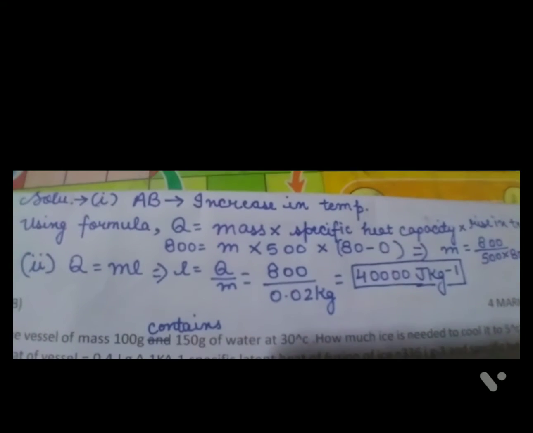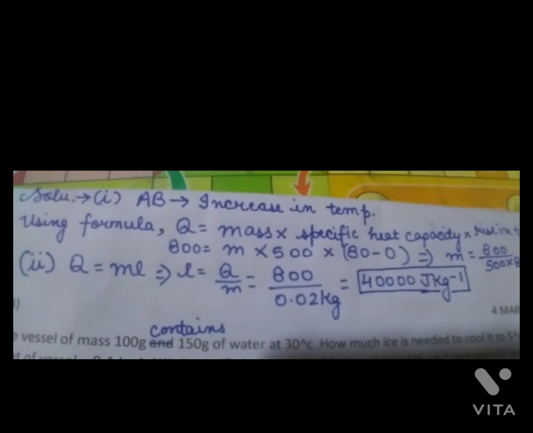Secondly, we have to find out the heat of fusion. So Q equals ml. We have to find L, which equals Q upon M. So 800 upon the mass we found in the previous part, and the answer obtained is 40,000 joule per kg.